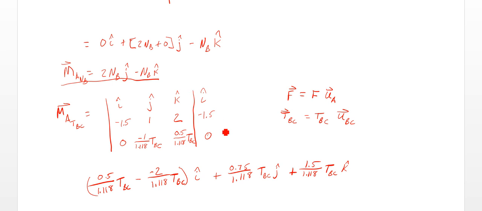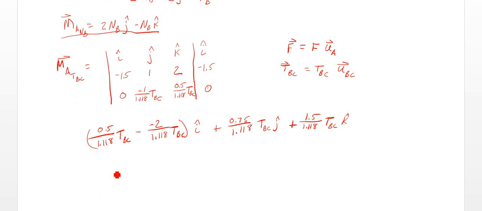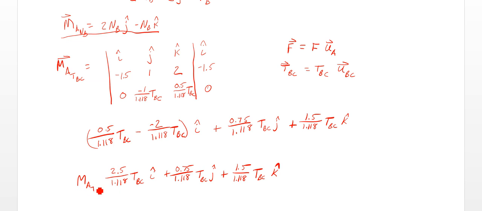So if we simplify that down, we get 2.5 over 1.118 tension BC I plus 0.75 over 1.118 tension BC J plus 1.5 over 1.118 tension BC in the K direction. Alright, so this is our moment around A due to the tension in BC.